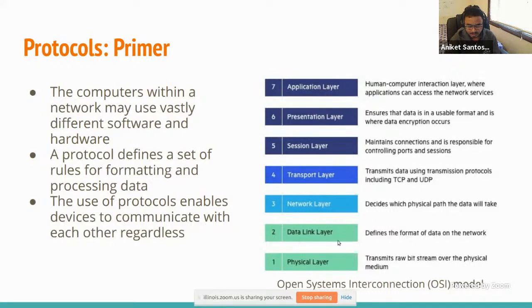There is a physical layer using which you can transmit raw bit streams over the physical medium. But having the knowledge of the physical layer is not sufficient, because then you need to understand what the format of the bitstream is. That's what the data link layer does. Then there is a network layer which decides what path a particular packet should take in a network.